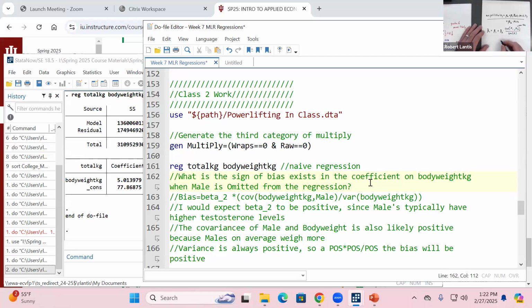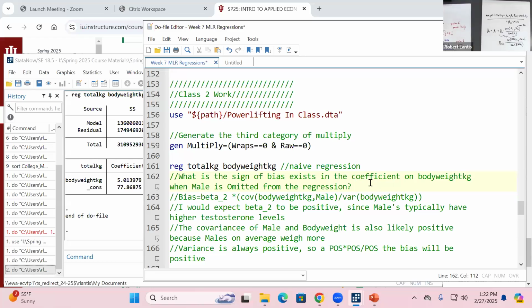So for us, what is this going to be? This is our bias. Here we're thinking about what the coefficient on that omitted variable would be, times the covariance between body weight in kilograms, just abbreviating things here for the sake of time, and the variable we excluded or omitted, divided by the variance of that variable we included.